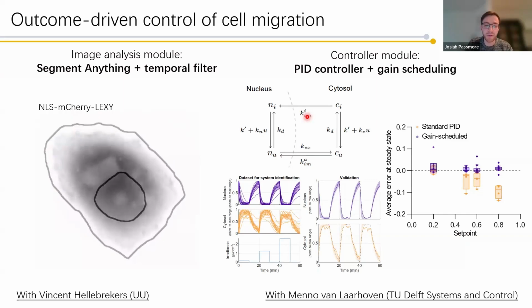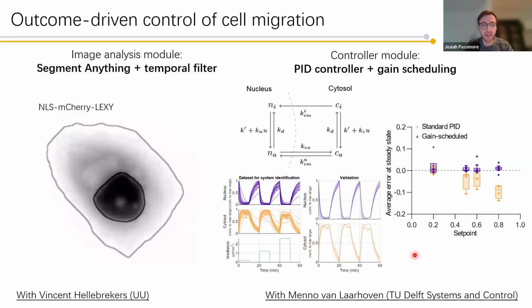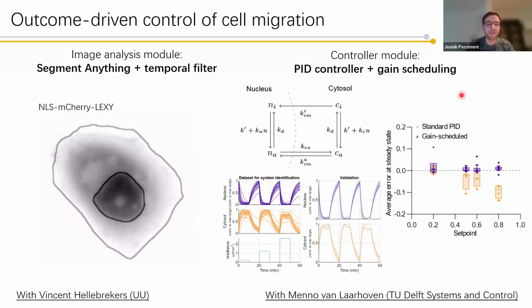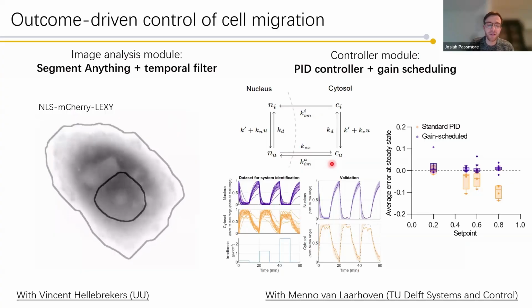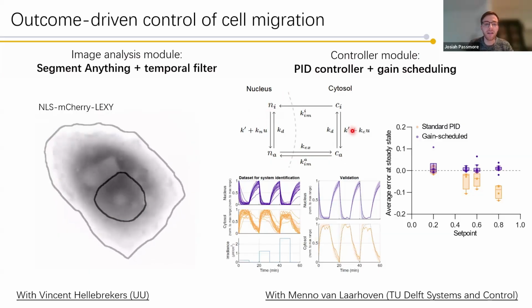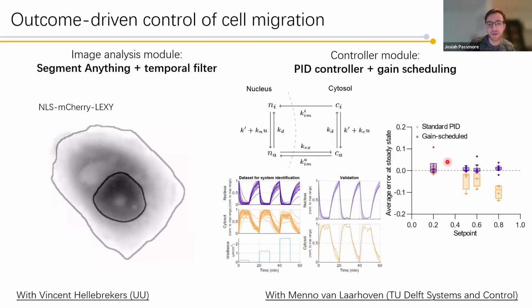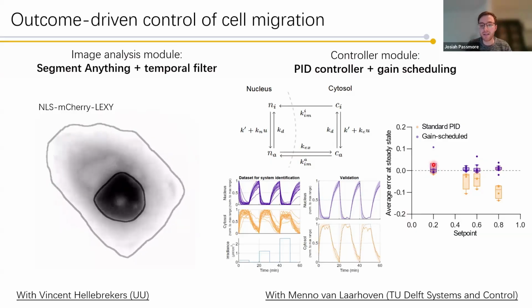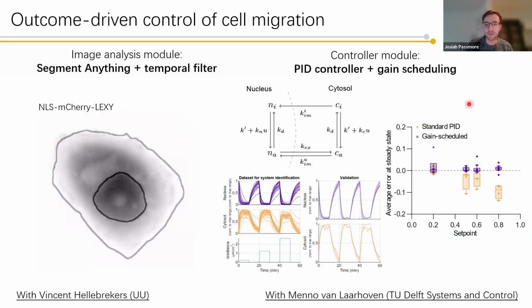But what we found, particularly in collaboration with Menno from TU Delft, is that the basic PID controller wasn't really good enough. So through some modeling and system identification and validation on real experiments, we came up with this model where we have a four-state model where the construct is either in the nucleus or in the cytosol. It's either inactive or active, and we can look at the rates between all of these states. And through modeling and validation, Menno was able to come up with a gain scheduled PID controller that adjusts the gains as a function of the actual set point, such that you're able to minimize your error at every set point in relation to just the standard PID controller.